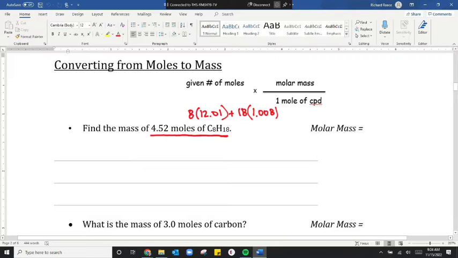And that gives me 114.2. If you want to go with more sig figs, that works, but you need to have at least 4 sig figs. Use extras if you're not sure. Grams per mole. So it's 114 grams for every mole. I have 4.52 moles.